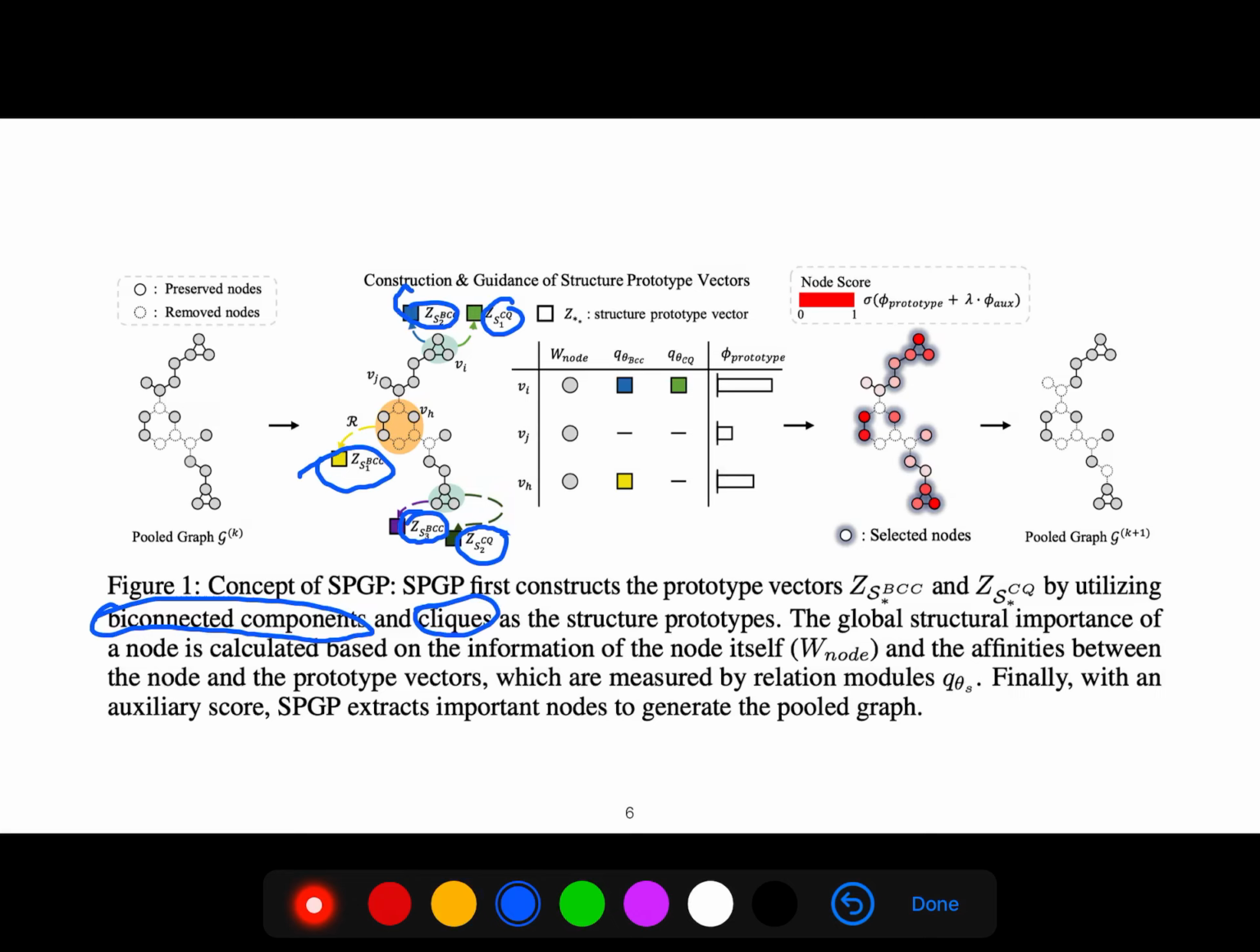The global structural importance of a node is calculated based on the information of the node itself and the affinities between the node and the prototype vectors, which are measured by relation modules q theta. Finally, with an auxiliary score, SPGP extracts important nodes to generate the pooled graph.